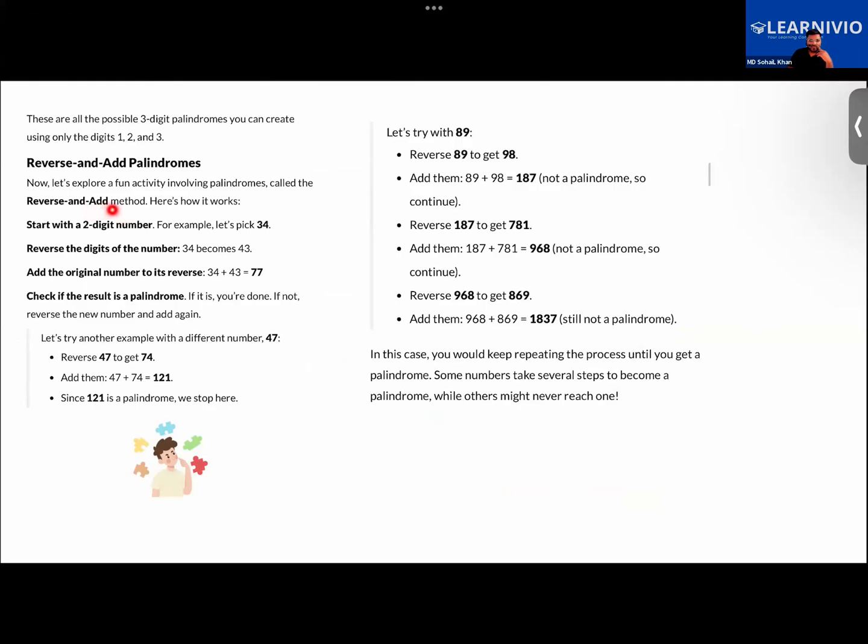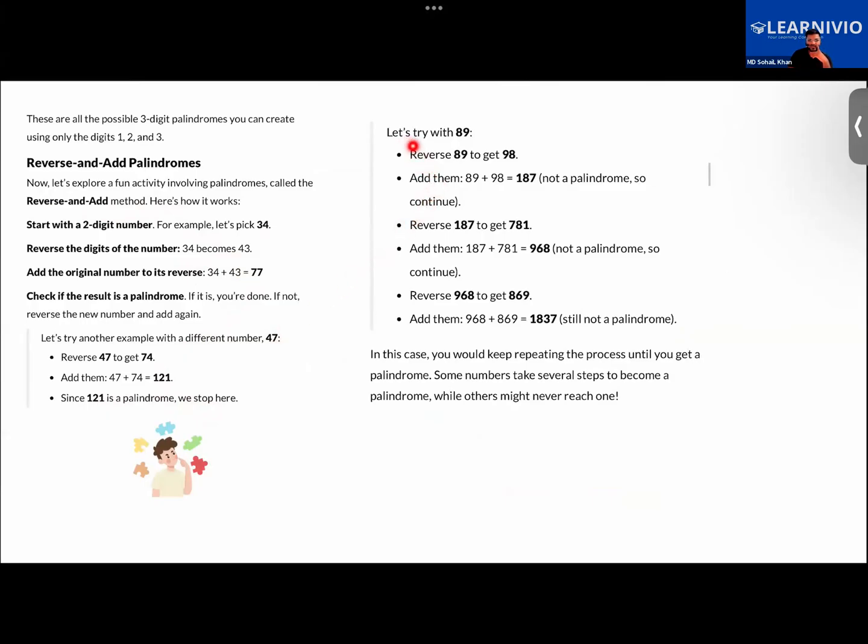Right. So the reverse and add method also gives you palindromes. For example, we pick 34. After reversing the digits, it becomes 43. 34 plus 43 gives you 77. Okay, now like that, we got a palindrome here. And the moment we have got a palindrome, you will stop there, because how can you reverse the digits of a palindrome and then add them? That's not practical, right? It's not possible. It's already a palindrome.